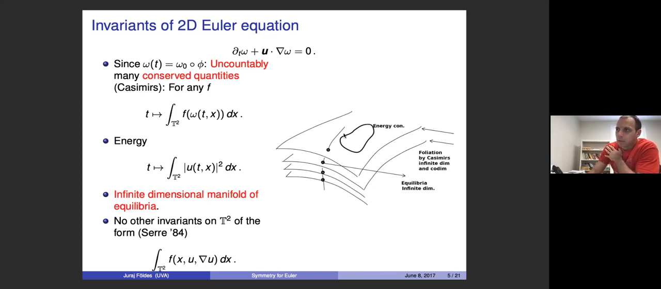And then on top of that, across all these leaves and also the energy constraint is this infinite dimensional manifold of equilibria. So we are working on these infinite dimensional leaves, plus we have these big manifolds of equilibria. Now, it's going to be important for us that there are actually no other known invariants on the torus. And that's a result by Serre from 1984. There are other invariants, say, on the whole space, since there is translation invariance, so there is a conservation of momentum. And for example, on the disk, there is a conservation of angular momentum.